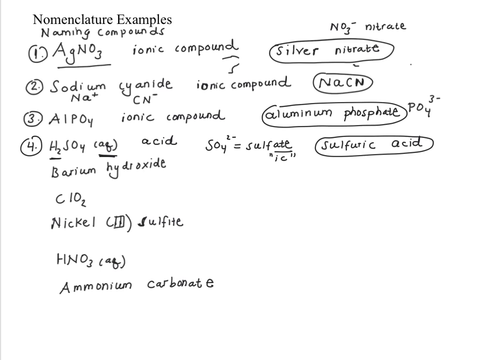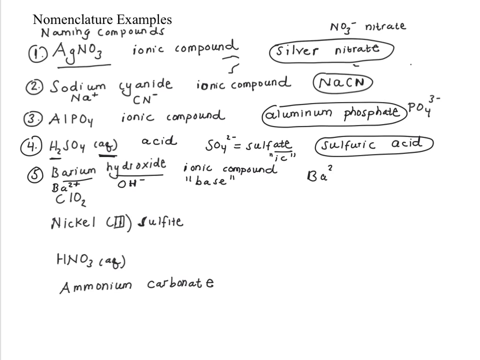In number 5, we have barium, which is a metal, hydroxide, which is a nonmetal. So this is classified as an ionic compound, and since we have a hydroxide, this is also classified as a base. We know that hydroxide is OH-. And barium has a +2 charge. So we need to make sure that this is neutral.